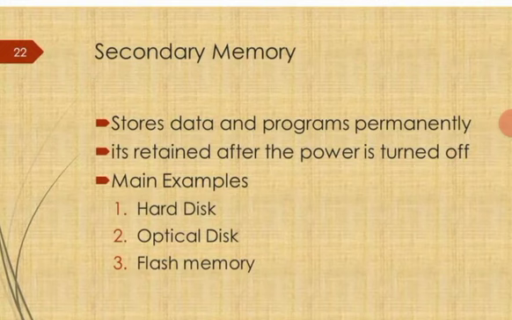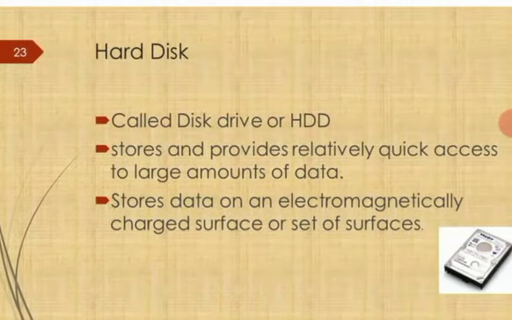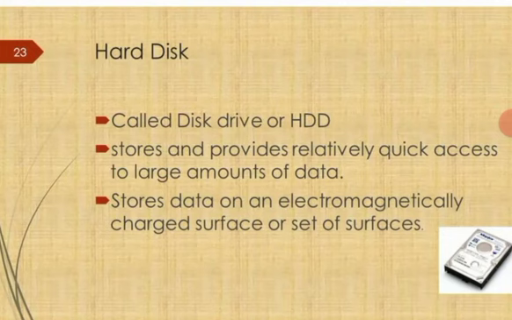So we have different types of secondary memory, but we have three main examples here, starting from hard disk, optical disk, flash memory. Now we're going to talk about the hard disk first. So what is a hard disk? A hard disk is called disk drive or HDD. You can call it any one of the two.